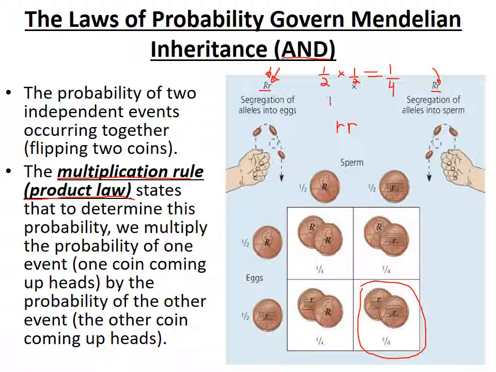You could do the same thing with the big R, big R. It's half and half. So we multiply them together and we get 1/4 or 25% chance. You'll notice it doesn't quite work out with the heterozygous individuals. With the heterozygous individuals, there's actually a larger chance of getting the heterozygous individuals in this particular cross. And I'll show you why by explaining the next rule, which is called the addition rule.